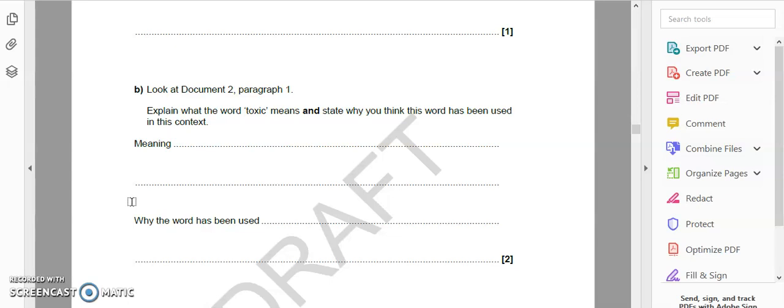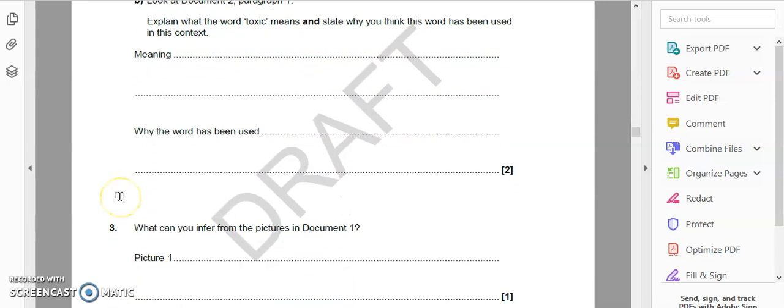Another reason it could have been used is because toxic is quite a scientific term. It's a scientific word, so it could have been used to add a bit of weight to the argument. It could have been used to make the document sound more scientific, so it sounds more like it's written by an expert, so people are more likely to pay attention to it. So, moving on to question 3.